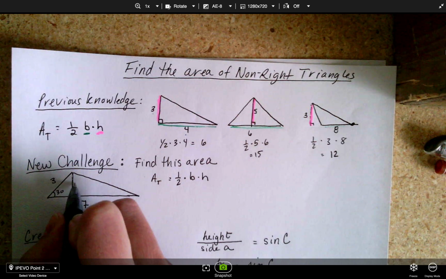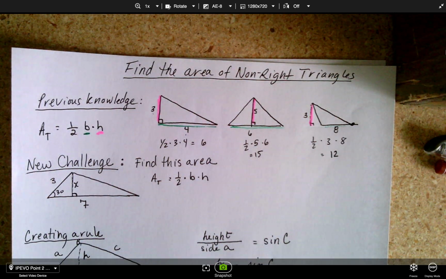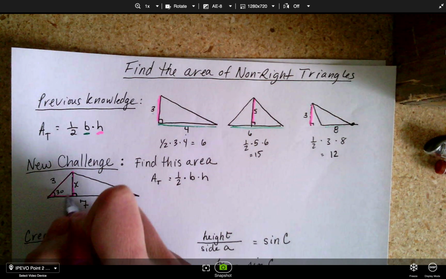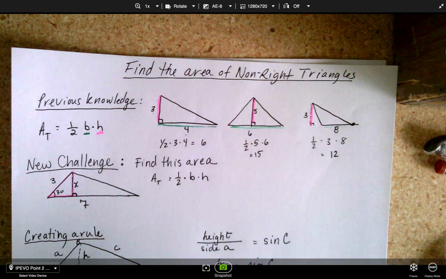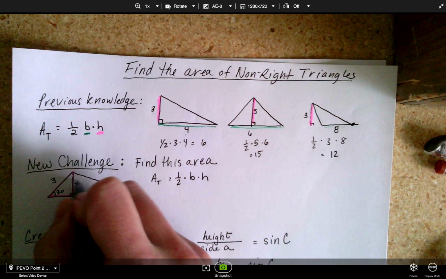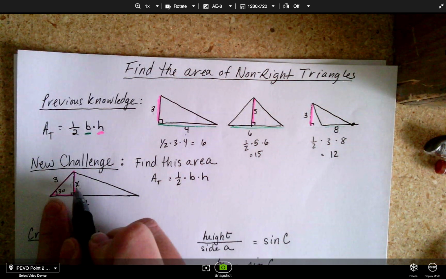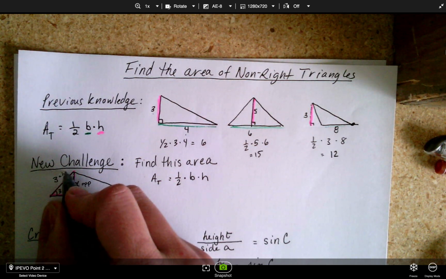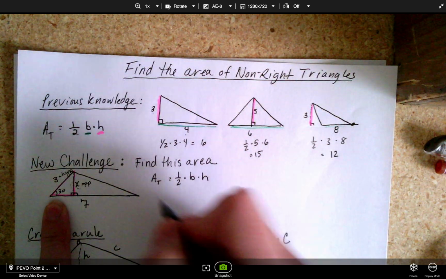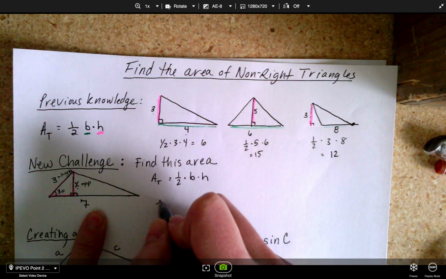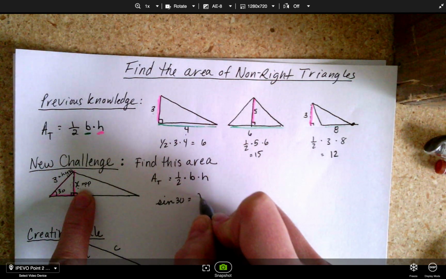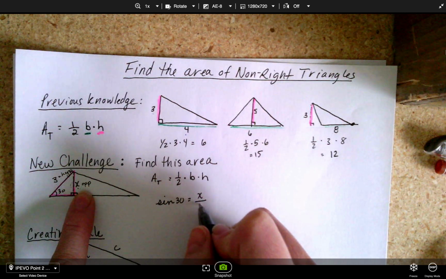So we'll say, I'm going to call this guy X. And if you look at just this little portion of the triangle right here, that's a right triangle. And with this right triangle, I can find this side length. I can say this side is opposite, and this side right here is the hypotenuse. So we could say that the sine of 30 is going to be the opposite over the hypotenuse.